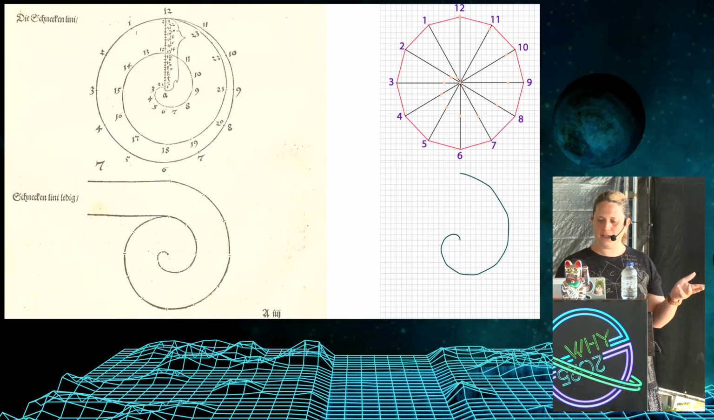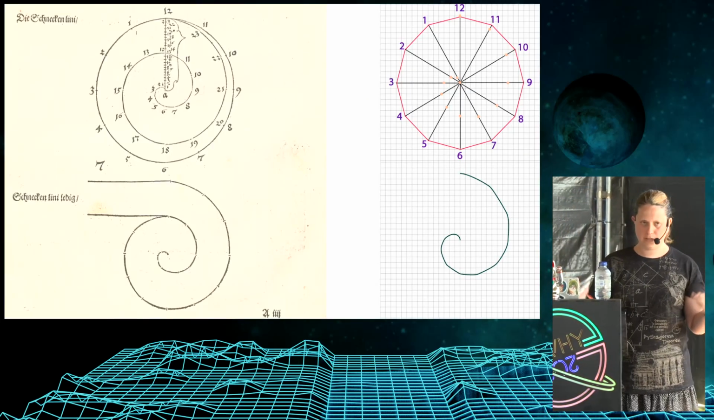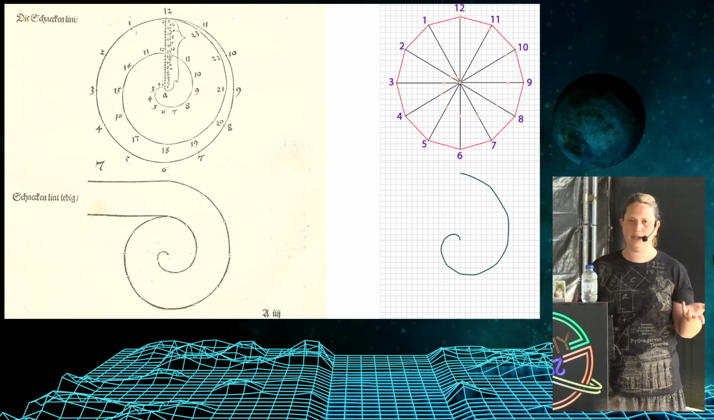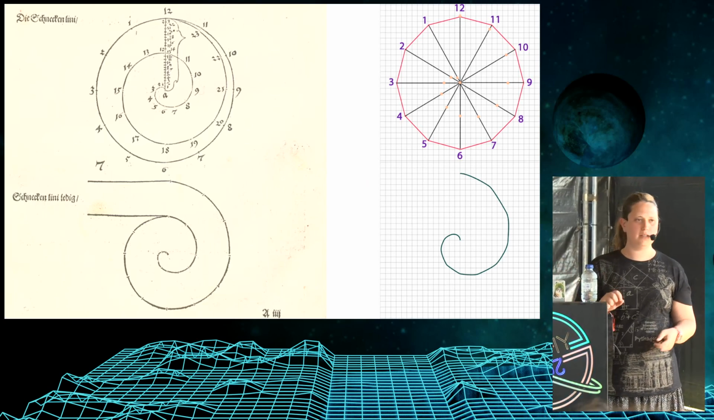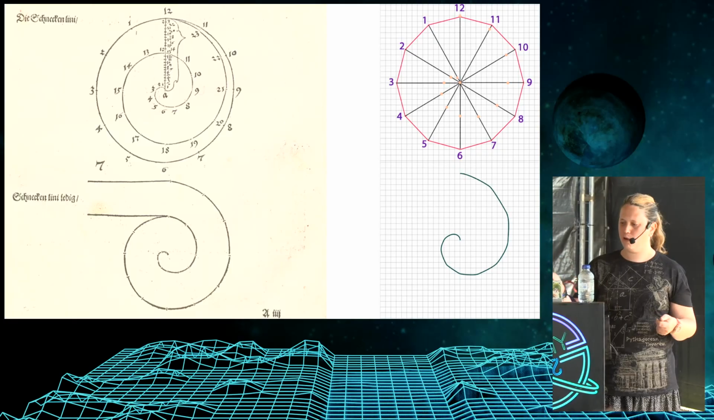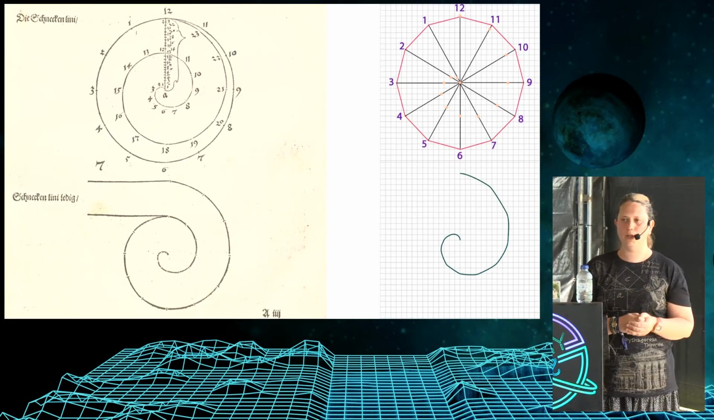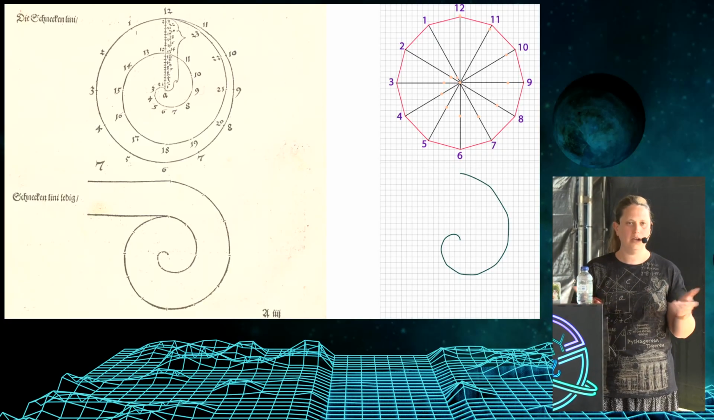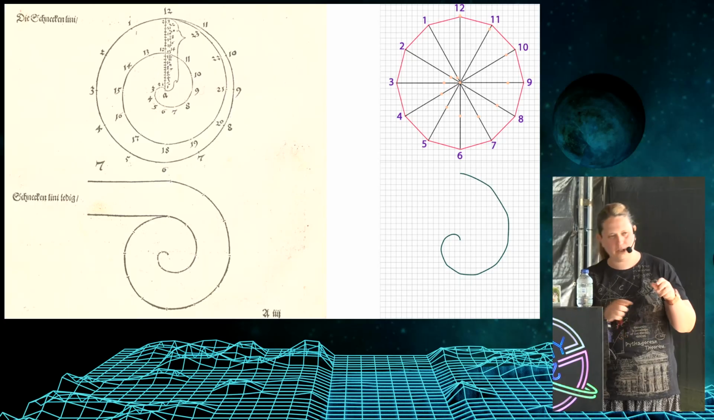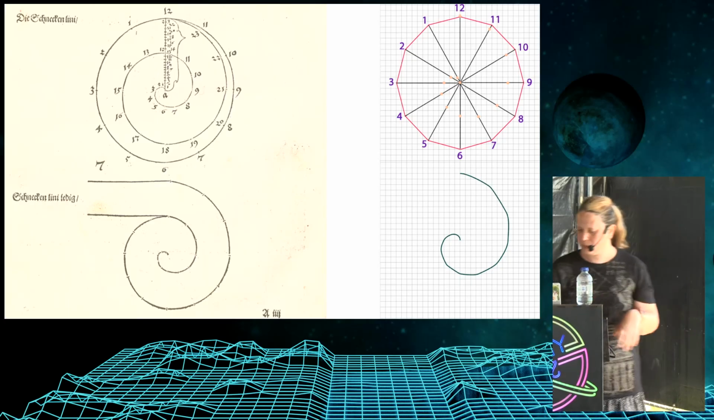Dürer is telling us that we can use more points to get better accuracy, meaning the more auxiliary points we're using, for example, 24 points instead of 12, and we will get a nicer spiral. We will need less eyeballing to actually make the curve happen.